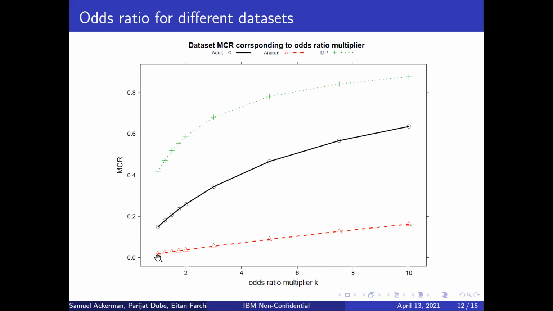The red one, Uneron, started with a very low misclassification rate. So it takes a while, like a large multiple of k, to get an absolute change that you can detect quickly. The other ones with higher MCR initially, you can see they increase a little bit faster when you multiply the odds ratio.